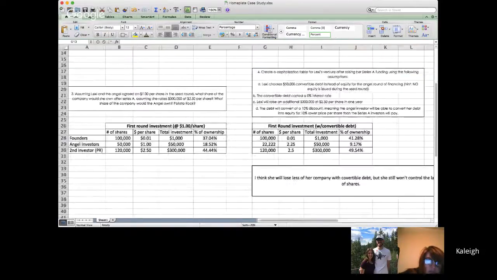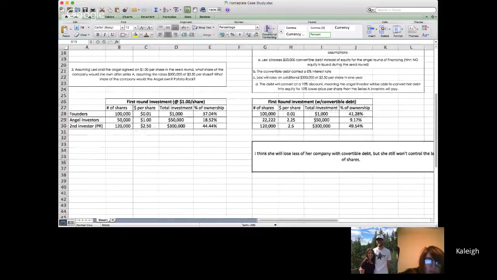So here, assume Angel agreed on $1 per share. What share of the company would she own after Series A, assuming she raises 300,000 at $2.50 a share? And what share of the company would Angel own in Potato Rock? So we still have her initial 100,000. Angel investors had their 50,000, but this time at $1 a share. So with $1, they were able to buy 50,000 shares.